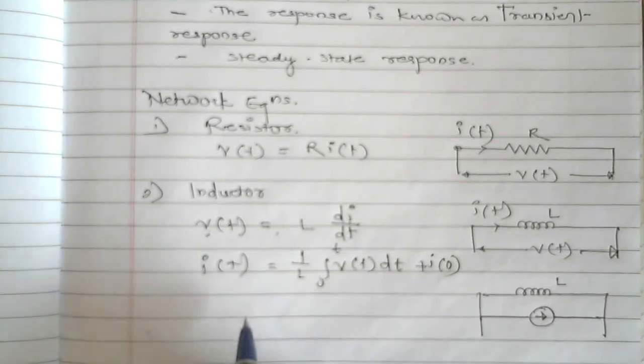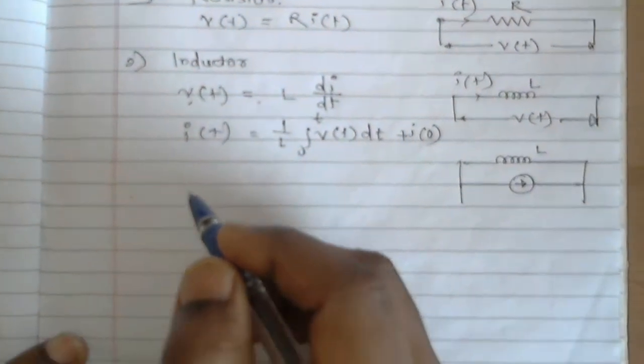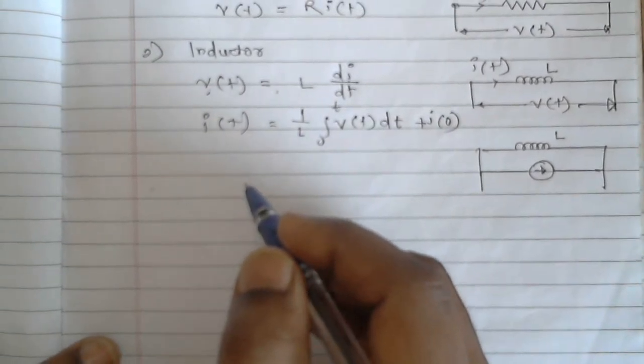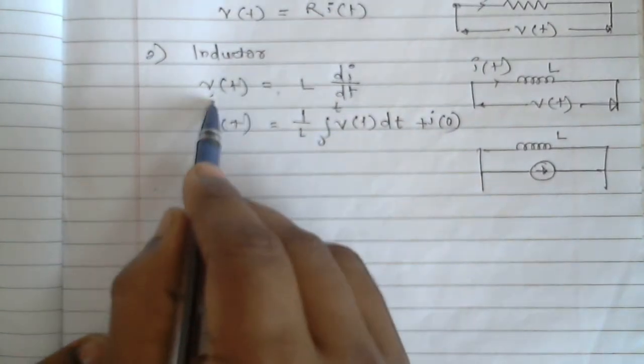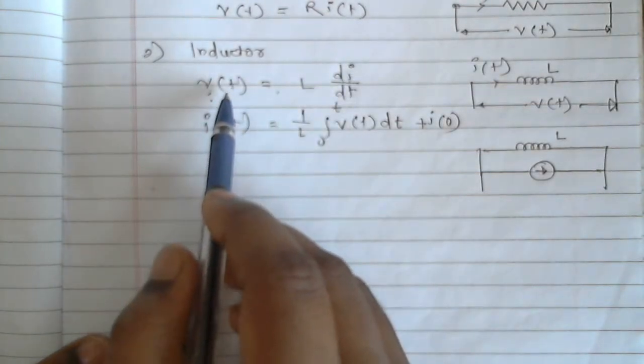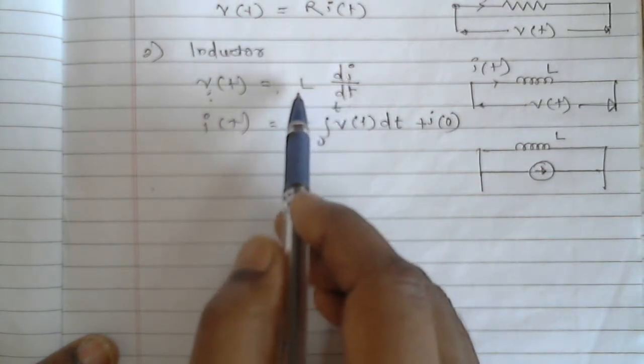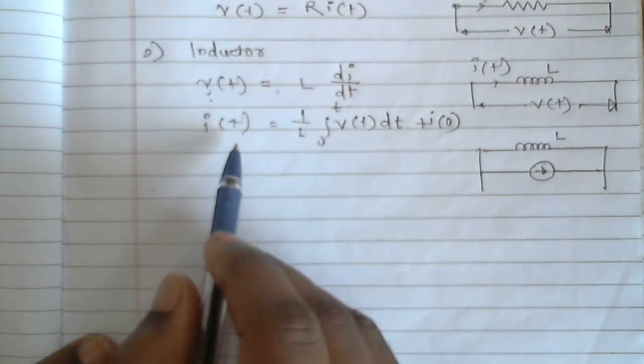We got disconnected in the previous video. We were looking at an inductor. Now for an inductor, the voltage is given as v(t) equal to L di by dt. As you know, voltage is directly proportional to the rate of change of current, and L is a proportionality constant, which is nothing but the inductance.